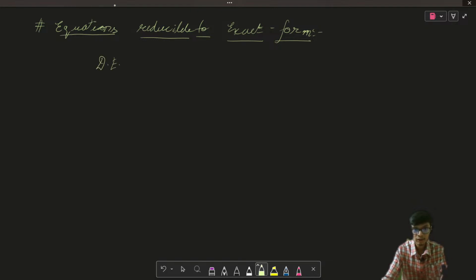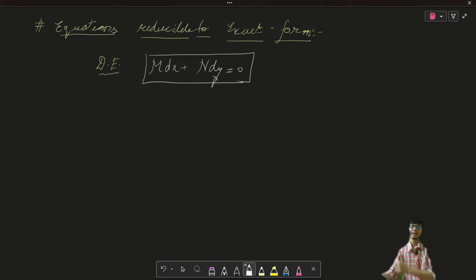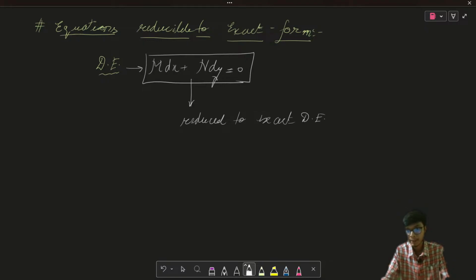Now what we have learned is that when we have a differential equation of the form M times dx plus N times dy equal to 0, sometimes it might not be exact. However, this differential equation can be reduced to an exact differential equation by multiplying with some suitable multiplication factor or a suitable function.